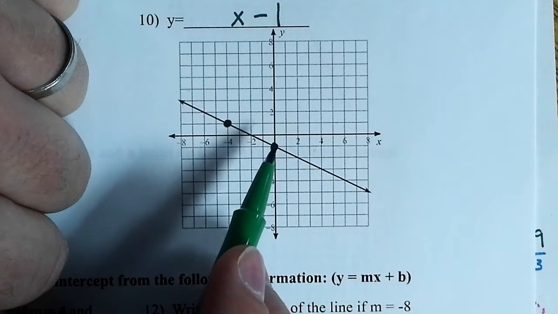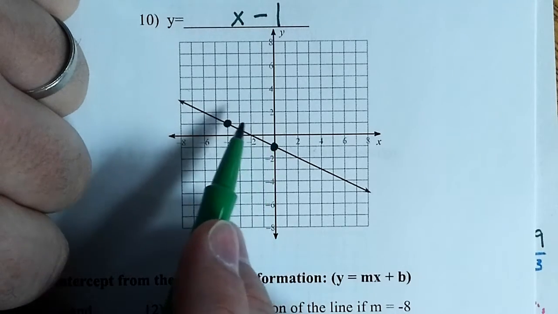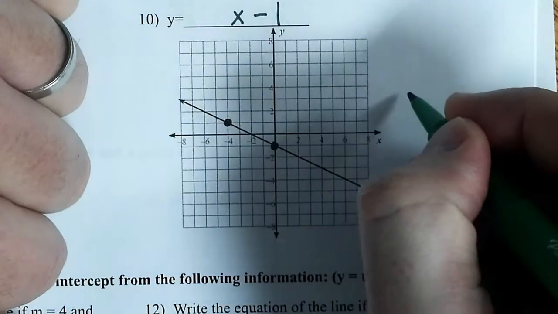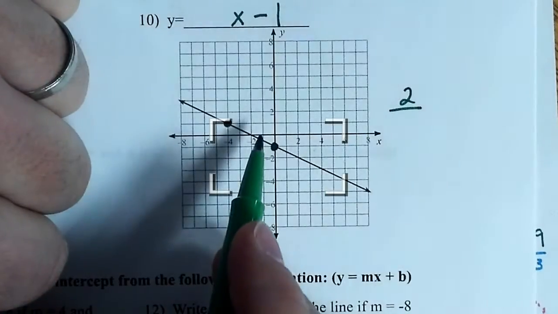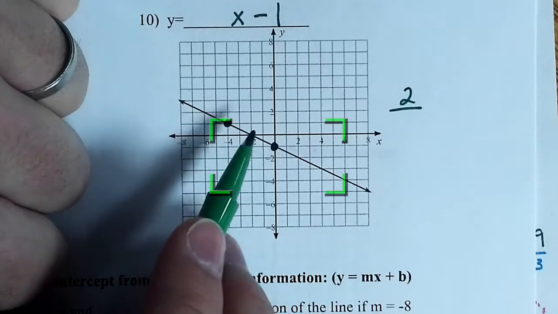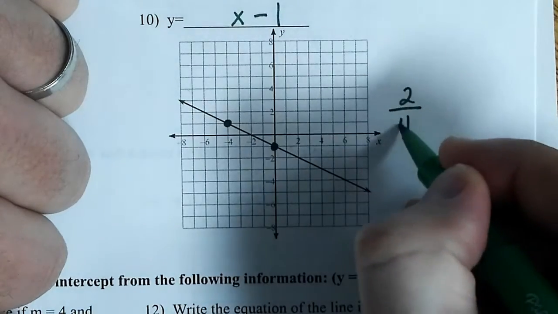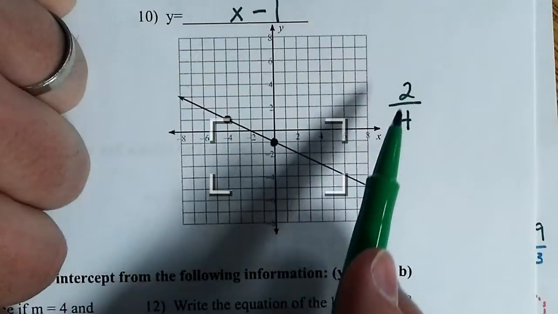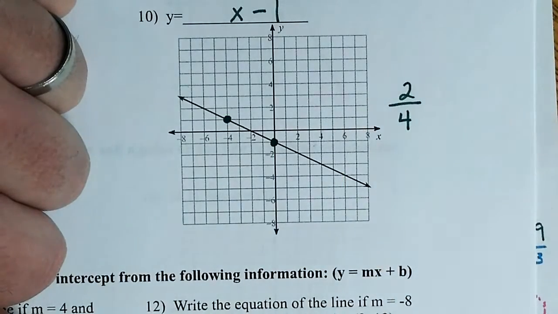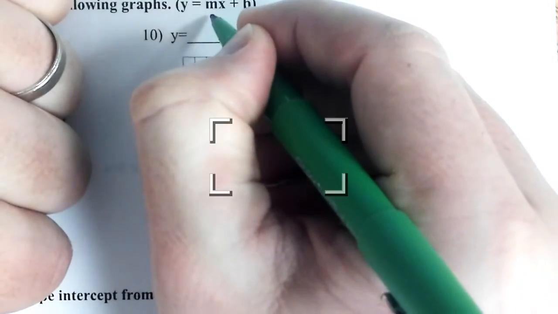All right, so how many did I have to go up to get to that point? From here to there, I went up 1, 2. You see that? So I went up 2, so I'm going to put 2 over. How many did I go over? I start there. 1, 2, 3, 4. All right, 2 over 4. Does that simplify? Yeah, plug that into your calculator, you get 1/2. So our slope is going to be 1 over 2.